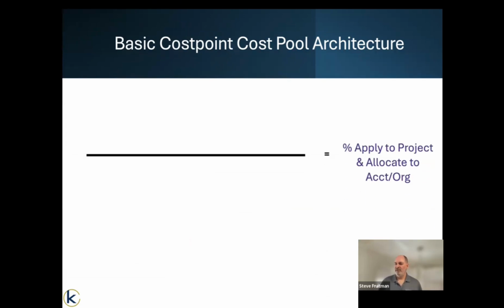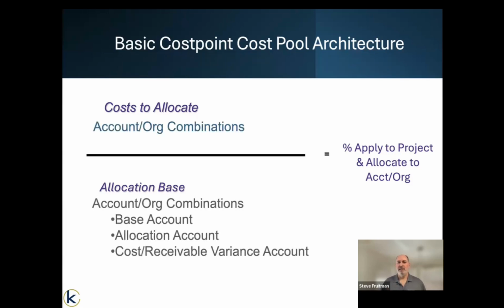That rate is going to be the rate that you apply to a project, and/or allocate to the account or combination through the allocation accounts. That is cost divided by base, which you see on the left there. What makes up the elements of cost is account to org combinations, and what makes up the elements of the base is account to org combinations.